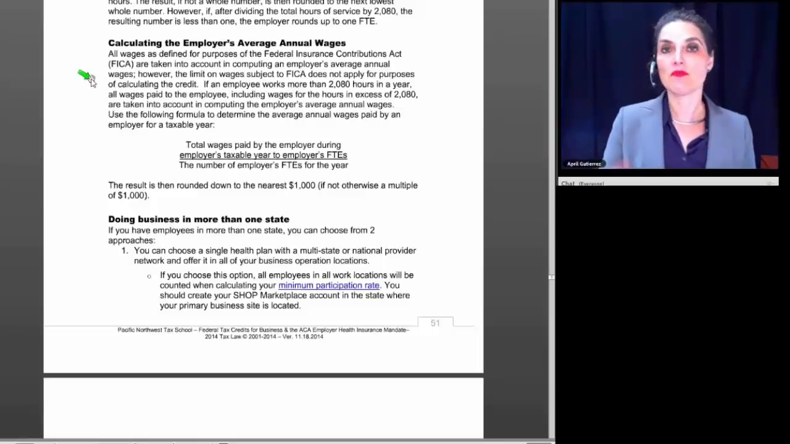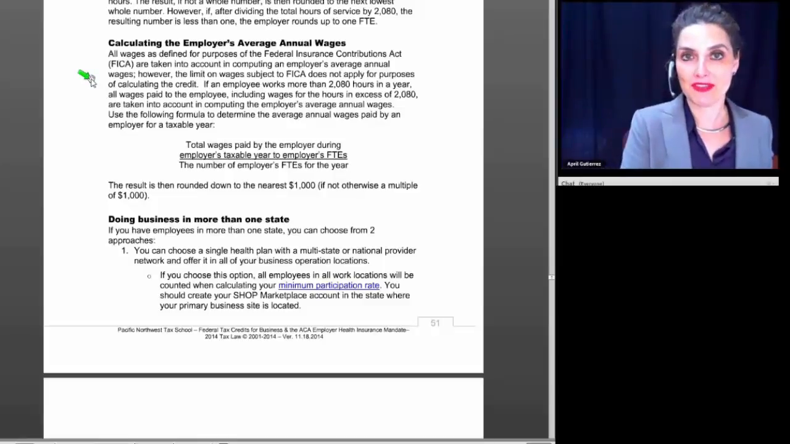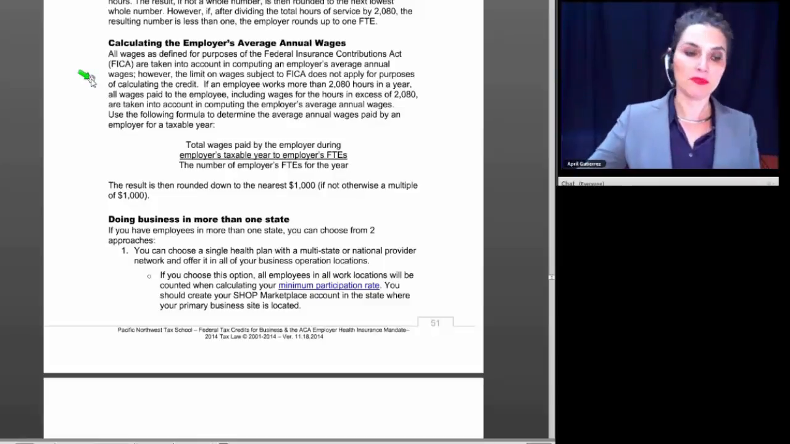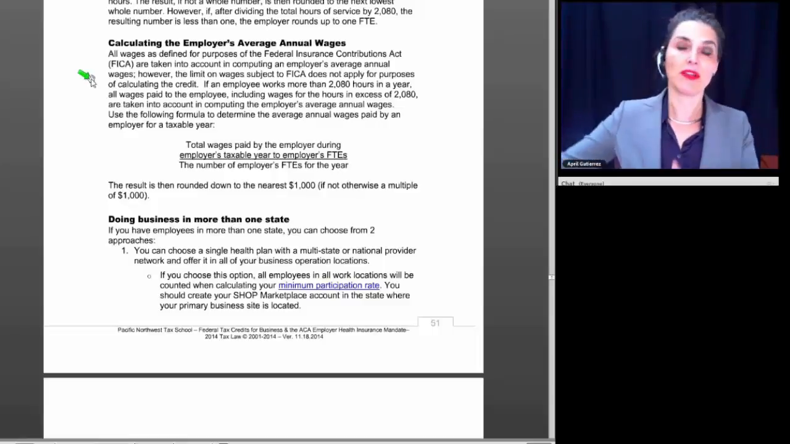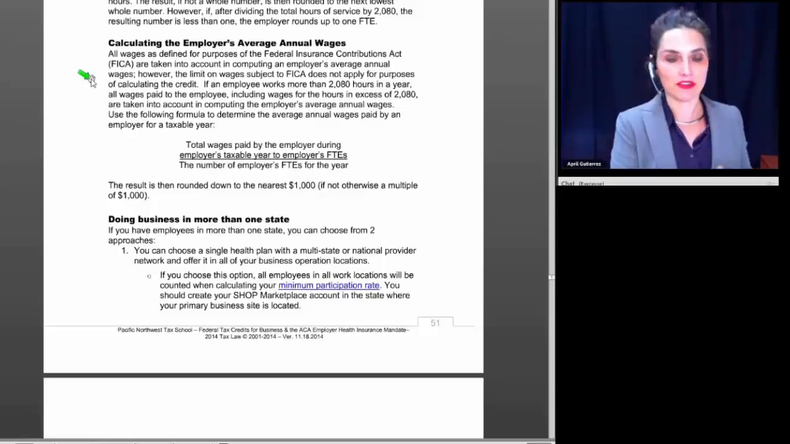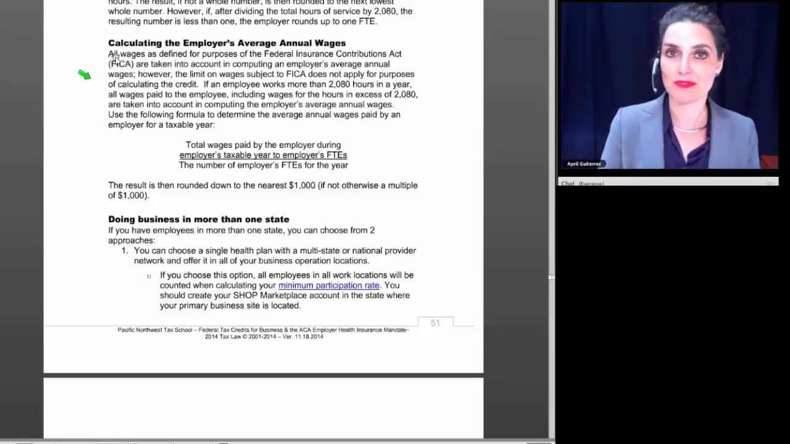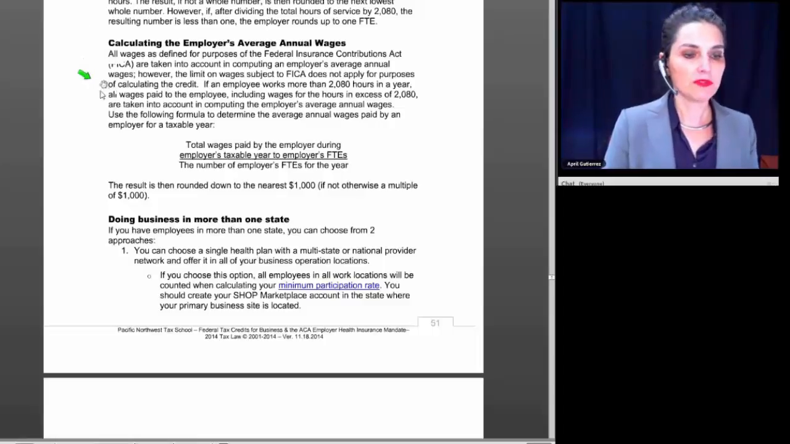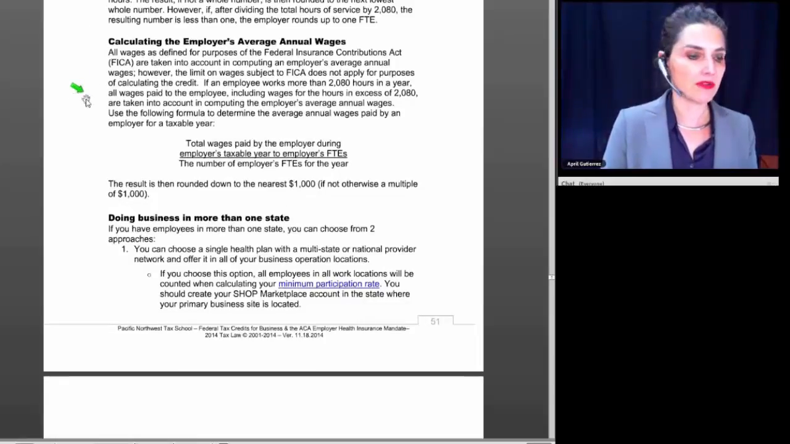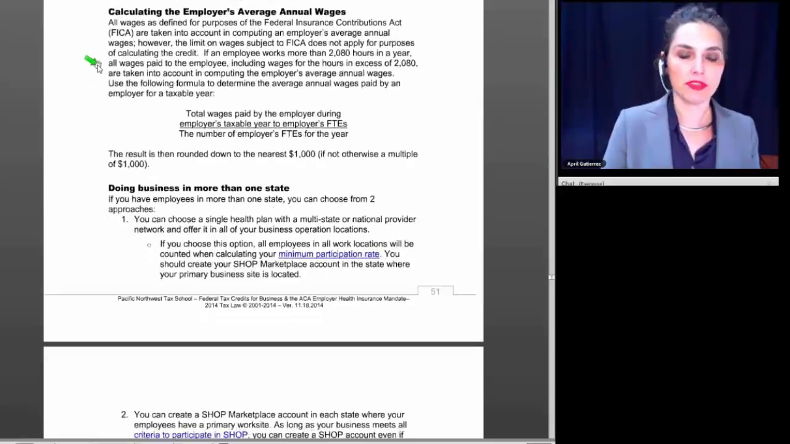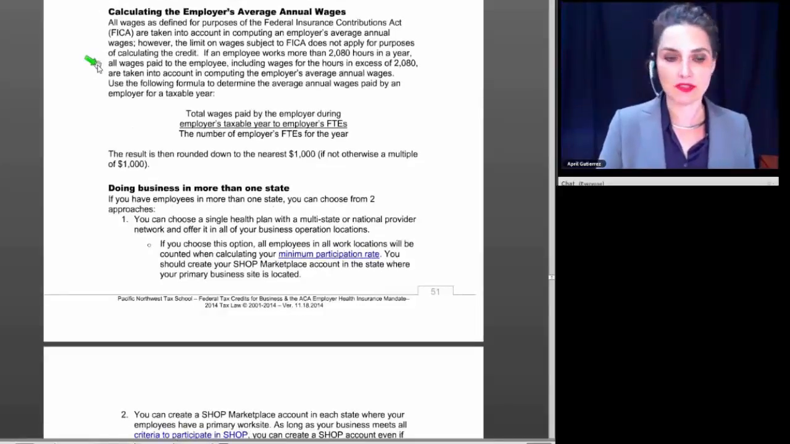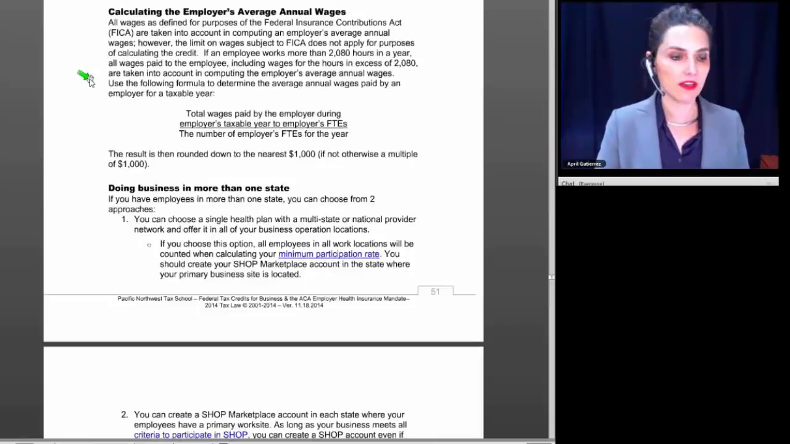So what this is saying is if you have one employee that you paid $200,000 and all of the other employees were $25,000, you're not going to limit that high employee to the Social Security limit for the year, which is only $117,000. You're going to have to take into account their full $200,000 salary to average out all of the others for the year. And if that pushes you over the threshold of $50,000, then you're out and you don't get a credit. If an employee works more than 2,080 hours in a year, all wages paid to the employee, including wages for hours in excess of 2,080 hours, are still taken into account in computing the employer's average annual wages.